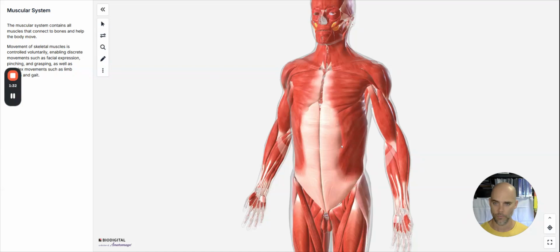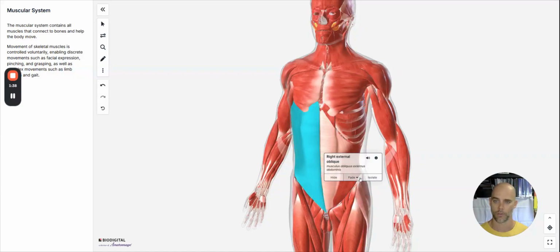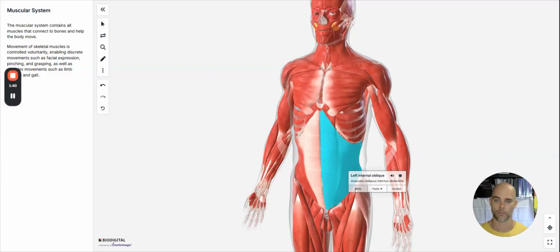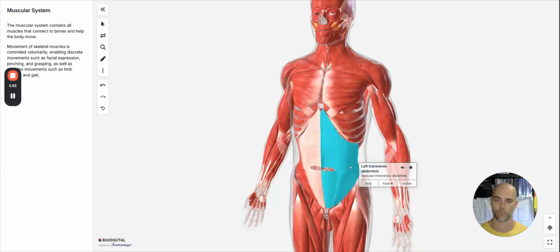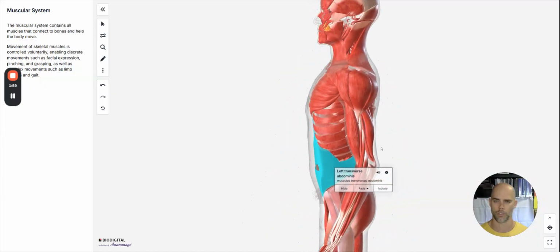So I'm just going to show you. We've got external obliques, which we're going to get rid of, both sides. We've got internal obliques, which we're going to get rid of. Then under that is the rectus abdominis, which we're going to get rid of. And then this here is the transverse abdominis, your deepest abdominal muscle. This is what we need to try and activate. This is really important, this one.